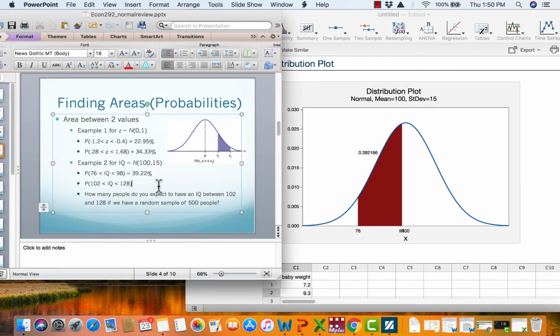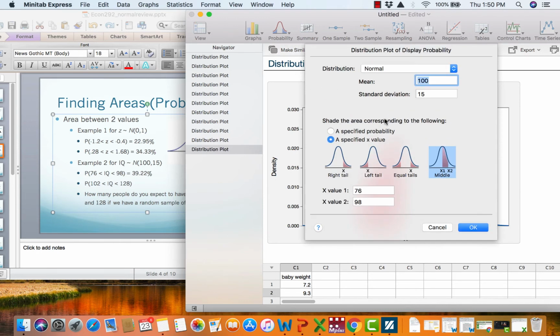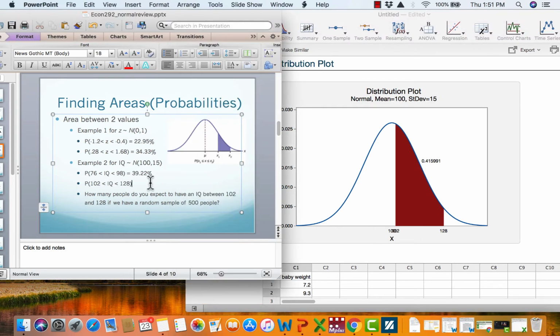All right, let's do the same thing for IQs of 102 and 128. So we change our smallest to 102 and our larger one to 128 and say OK. And what we see here is a probability of 41.60%.